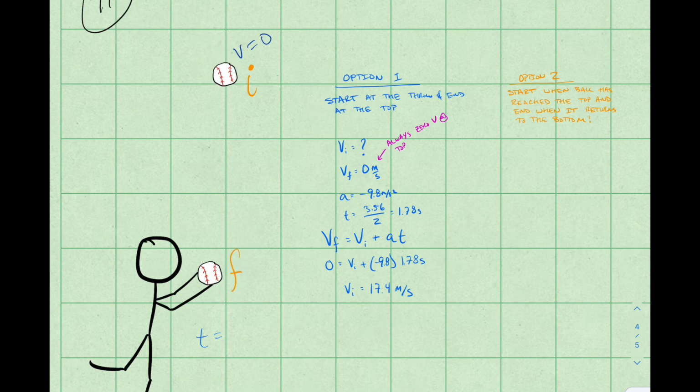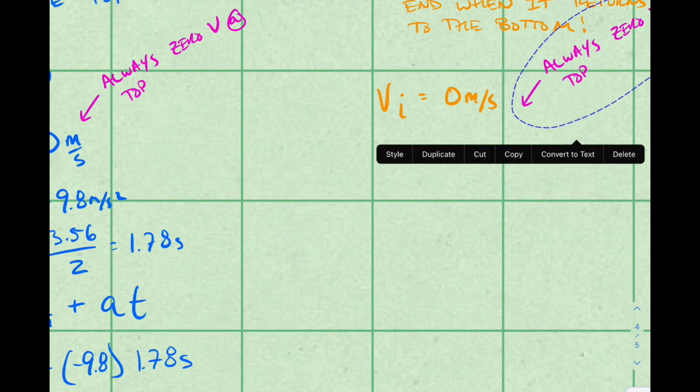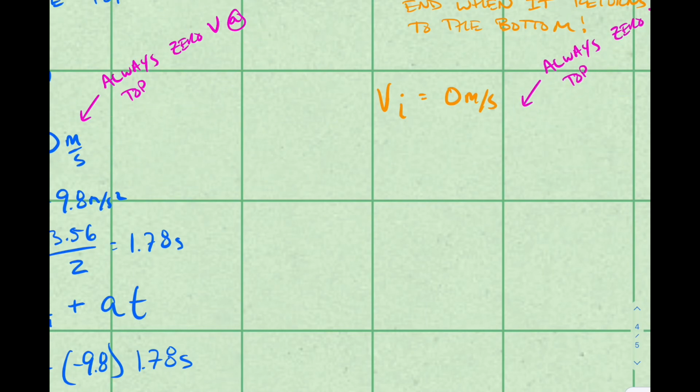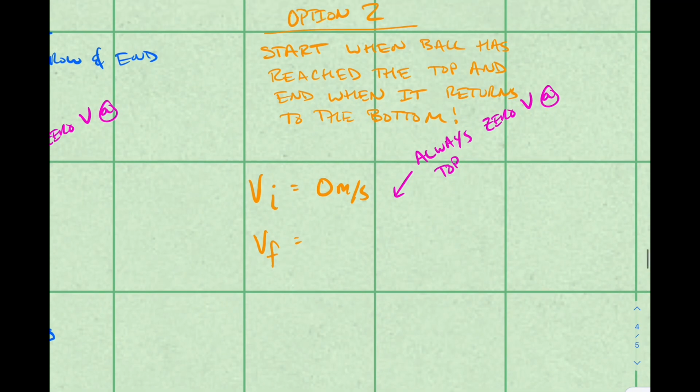All right. So if we are again only looking at half the trip, the only thing that really changes here is that my initial is now at the highest point and my final is now at the lowest point, which makes my initial velocity now 0. See? It's always 0 at the top. So if you're starting to look at it at the top, that's where it's 0. The final velocity would be the thing that we don't know.